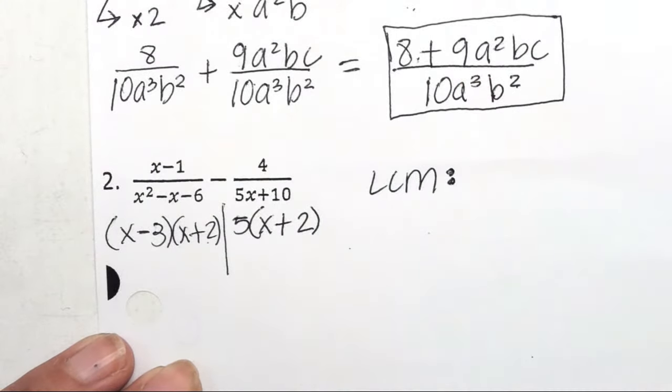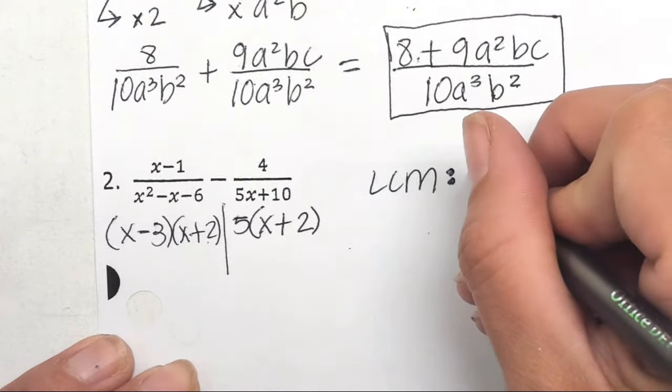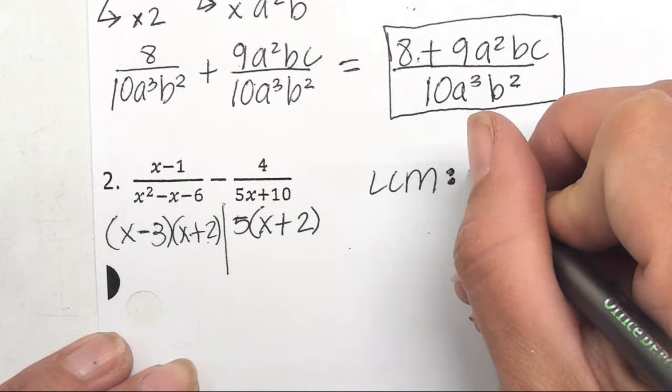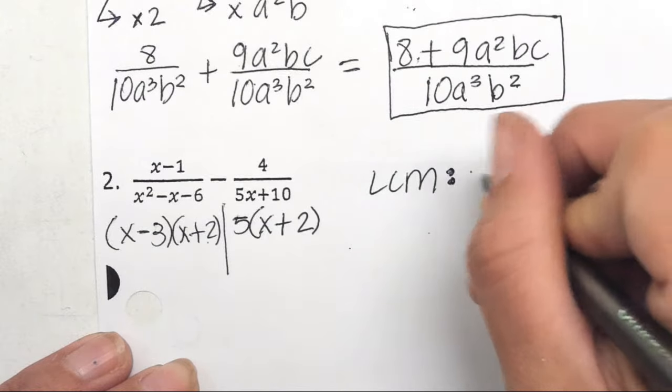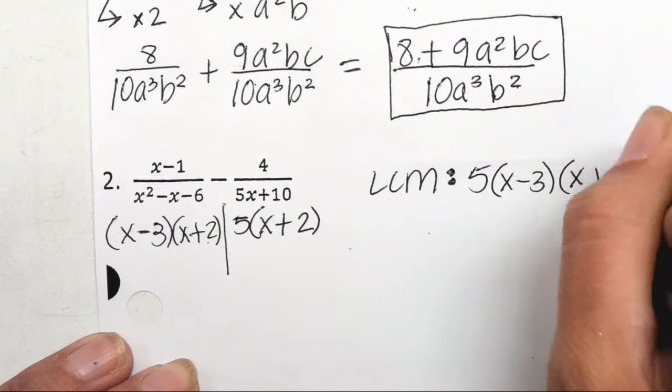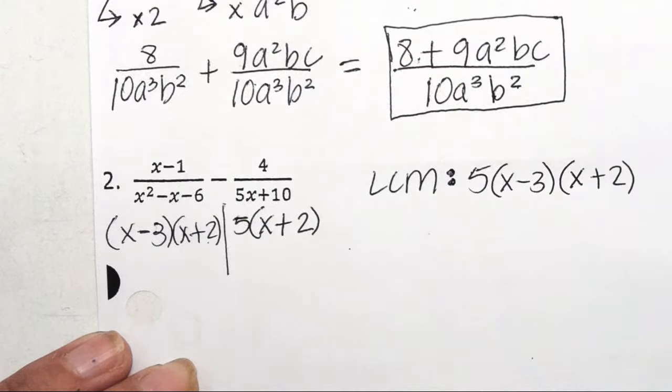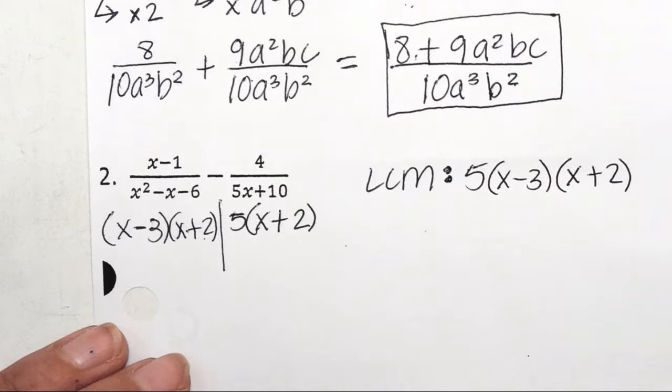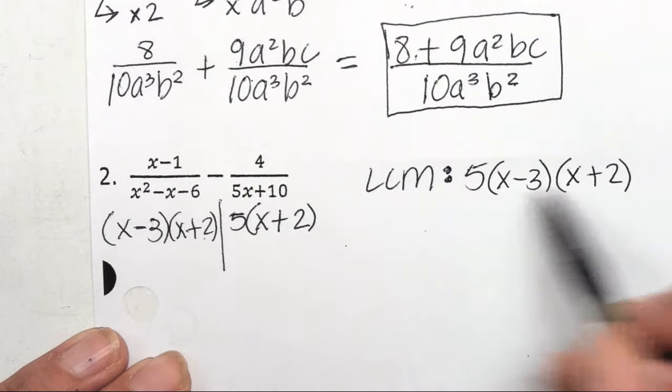So our LCM, let's write this over here first. And remember, when we factor it, we keep one of everything. So tell me what the LCM is going to be. Alright, 5x minus 3. That's it. So this is going to be our common denominator.